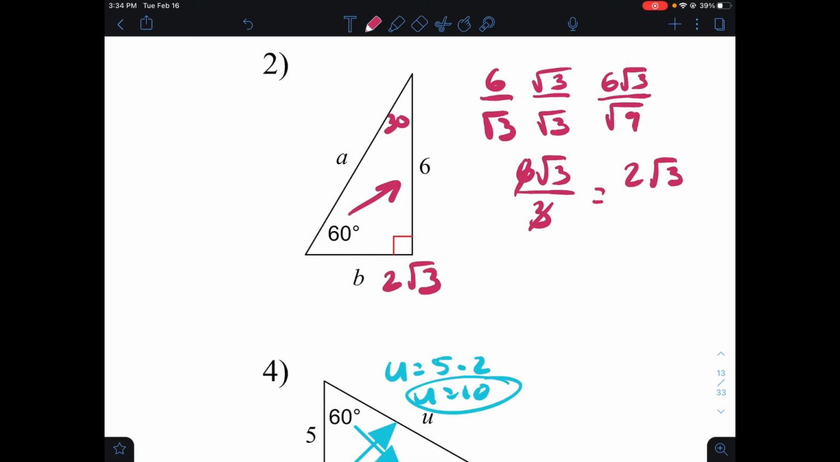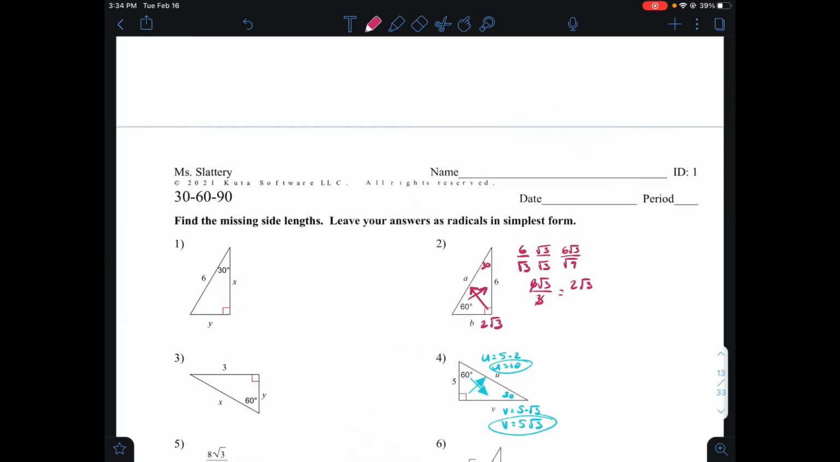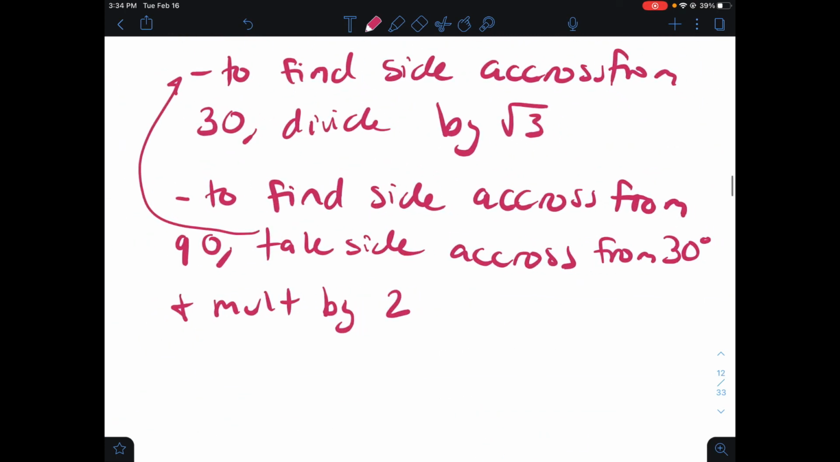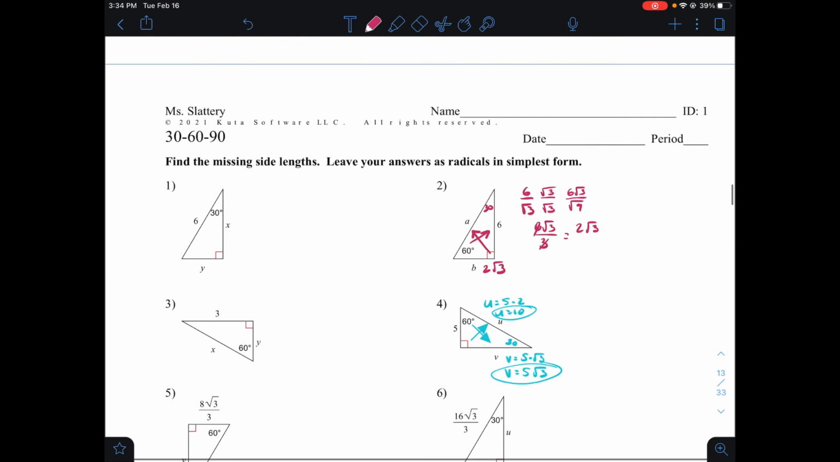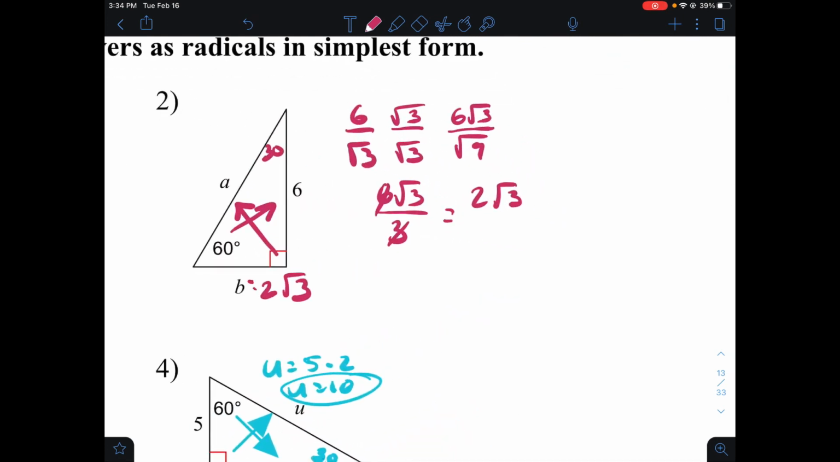And then to get the side across from 90, if you look back at your notes, you're going to take the side across from 30 that you just found and multiply by 2. So we found that B is 2 root 3, so we're going to do 2 root 3 times 2, which is going to give us 4 root 3.